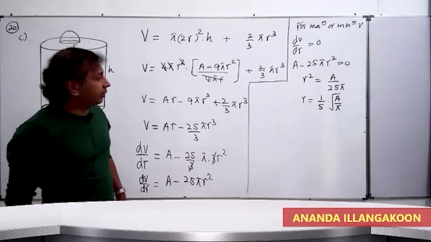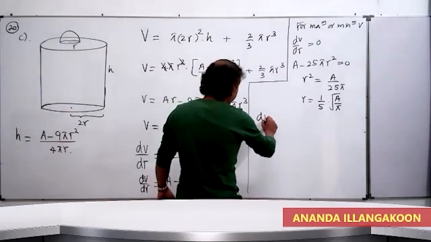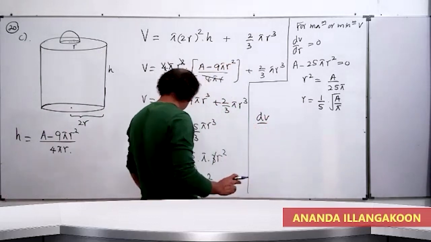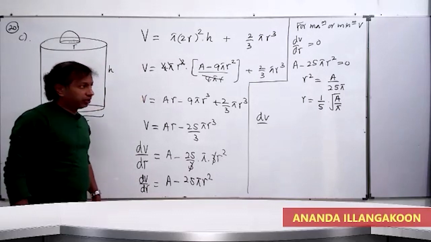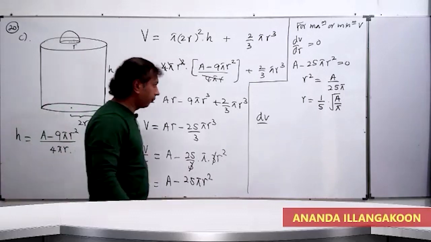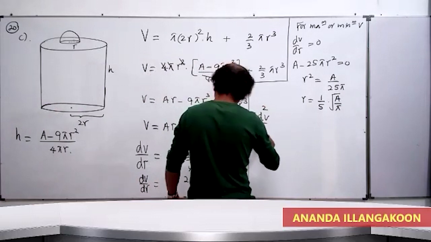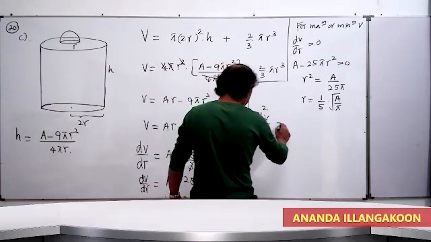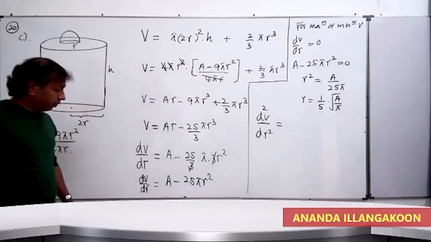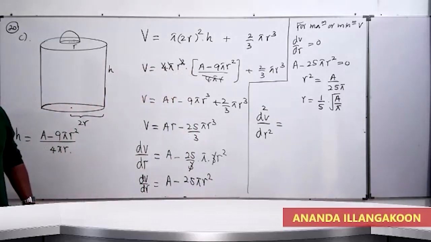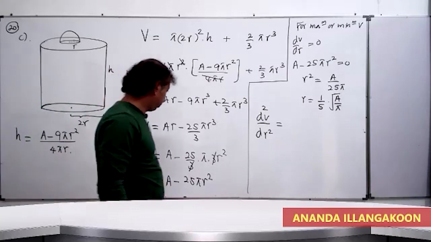Now we have to find the sign of dV upon dr. Actually, we can use the second derivative also. Shall we use the second derivative? Much easier, no? Right. d2V upon dr2. People, this A is a constant, no? A is a constant. Area is a constant, no? So it gives 0.